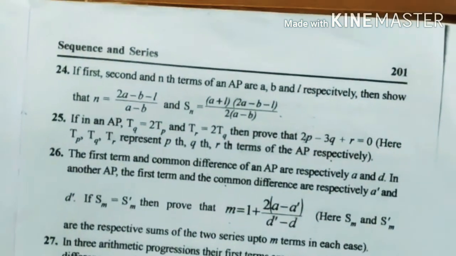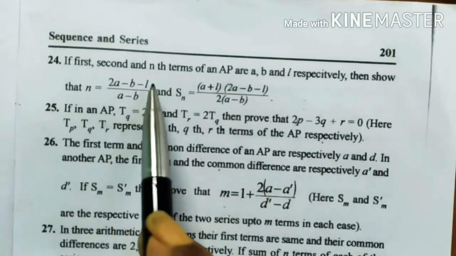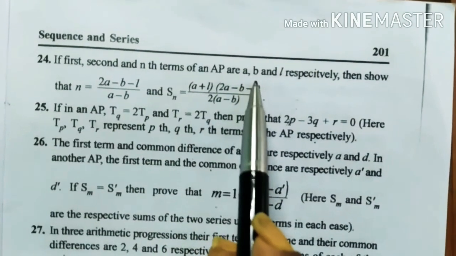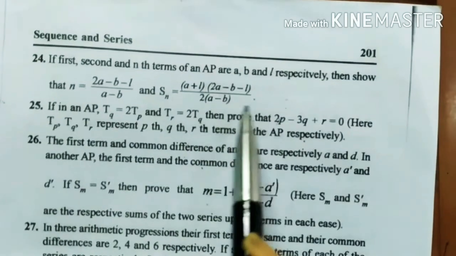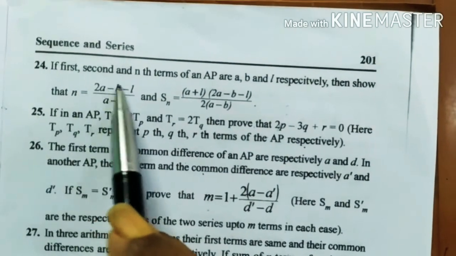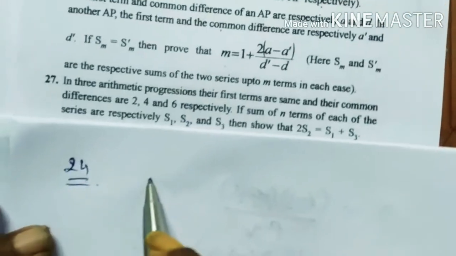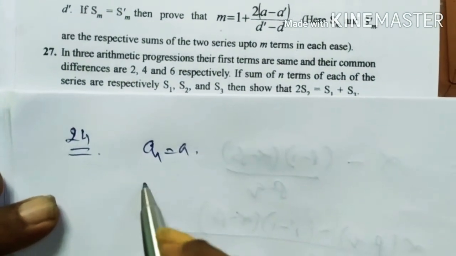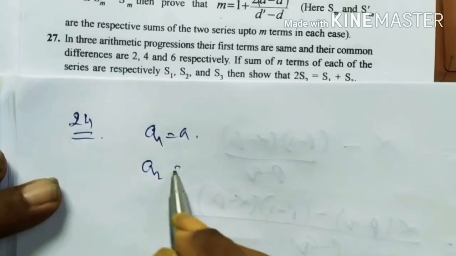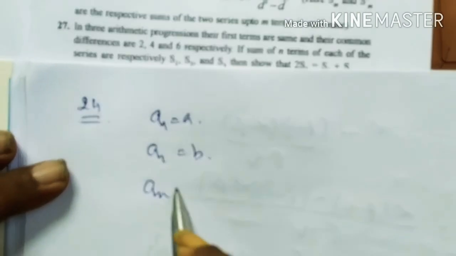Now I'm going to question number 24. This is question number 24. If the first, second, and nth term of an AP are A, B, and L respectively, then show that this and this. First, second, and nth term. That means first term, that is A1, is A. Second, that is A2, is your B. And the nth term is your L.